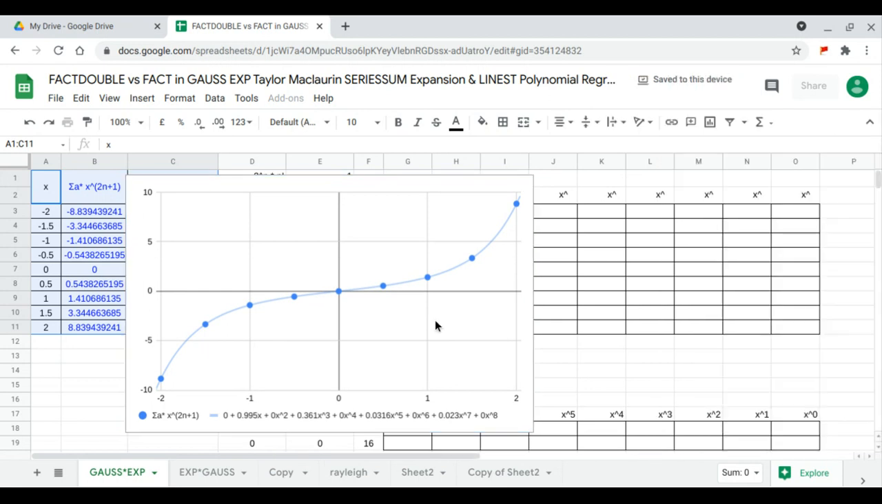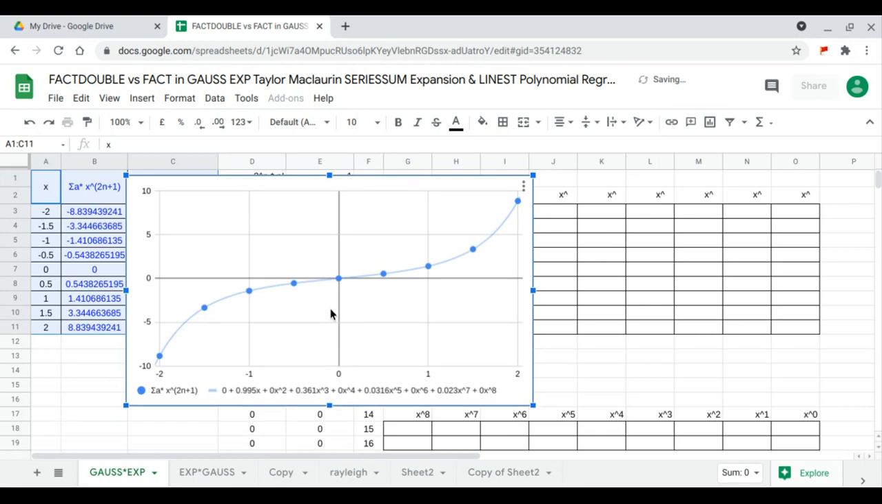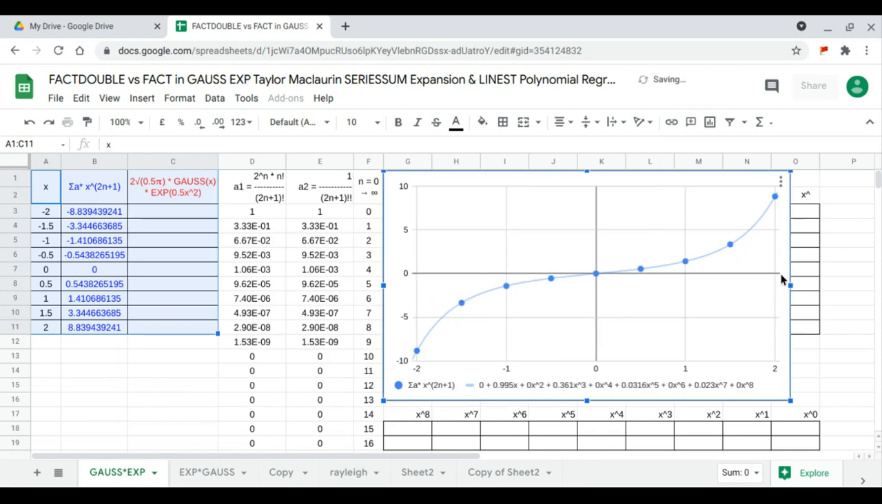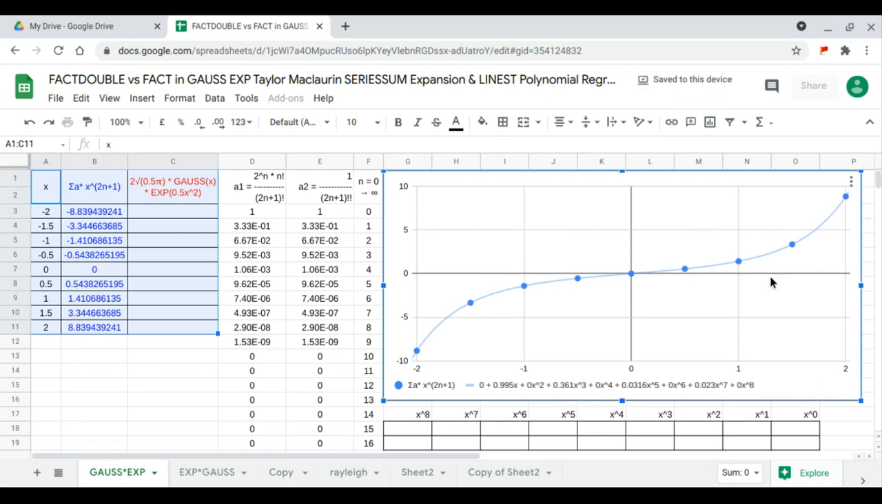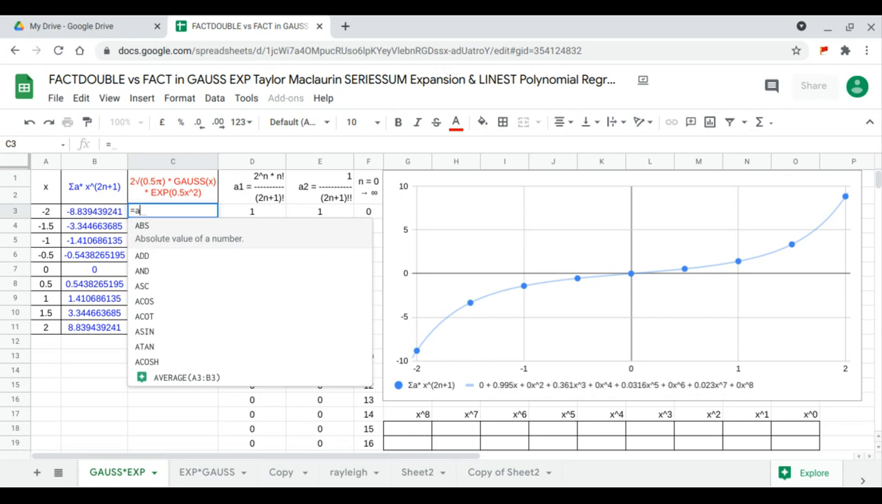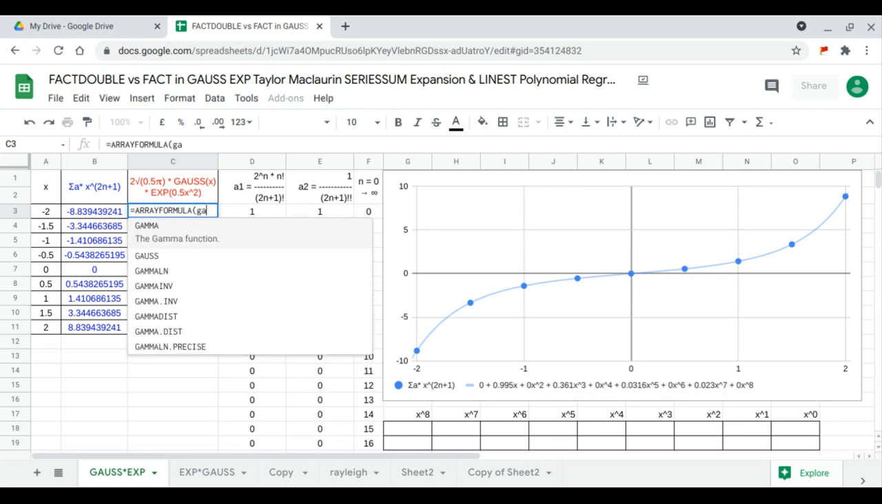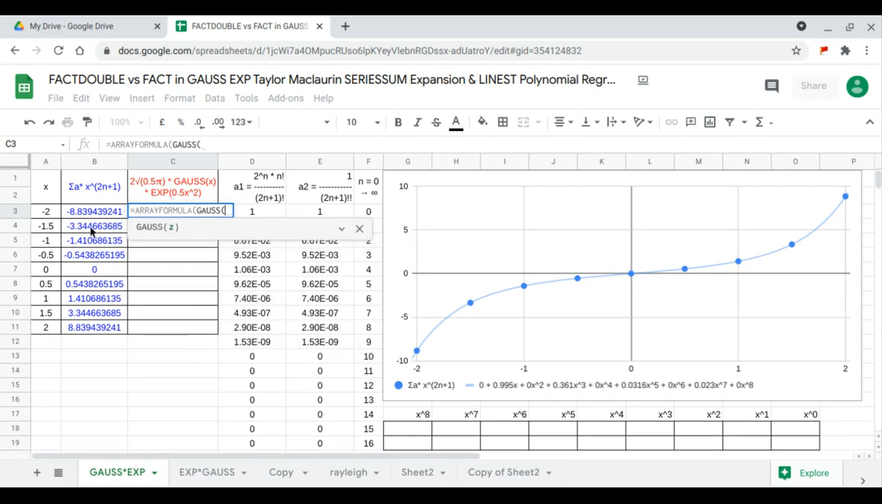So here's the trend line. And here's the polynomial as well, to the 8th degree. Next, we enter the Gauss exponential function. So this is equal to array formula. We start with the Gauss function. Gauss of the x values times exponent of the x values. Then enter.